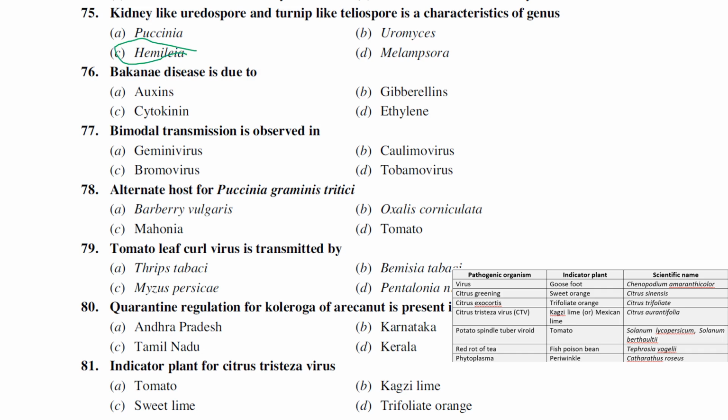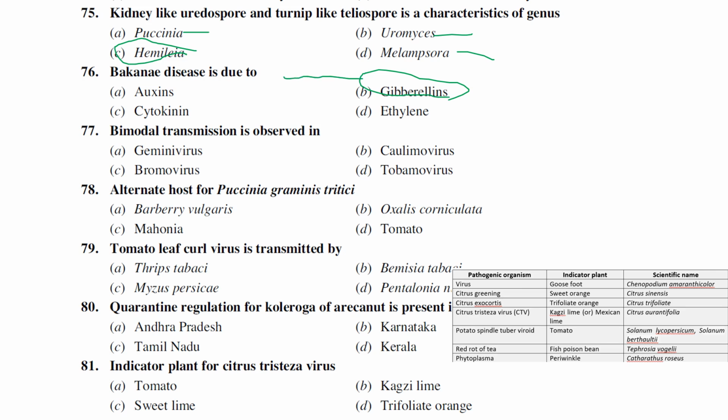Hemileia produces kidney-shaped urediniospores and turnip-shaped teleospores. Puccinia means double-celled, Uromyces single-celled teliospore, Melampsora I think crust-like teleospore. Bakanae disease is due to auxins, gibberellins, cytokinins and ethylene. So gibberellins are actually associated with Bakanae.